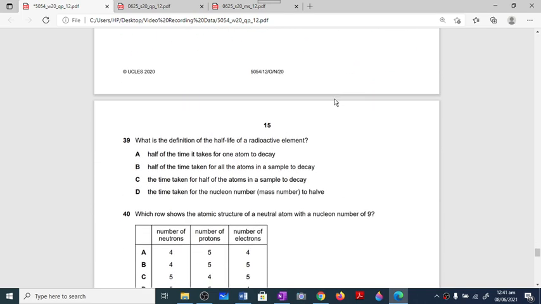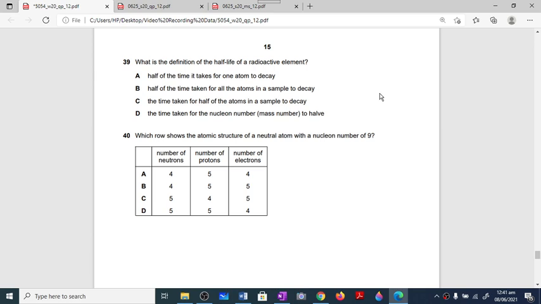Now the second last question, what is the definition of half-life? It is the time which is required for half of the atoms in a sample to decay to their original value. So for 39, option C is the valid option.